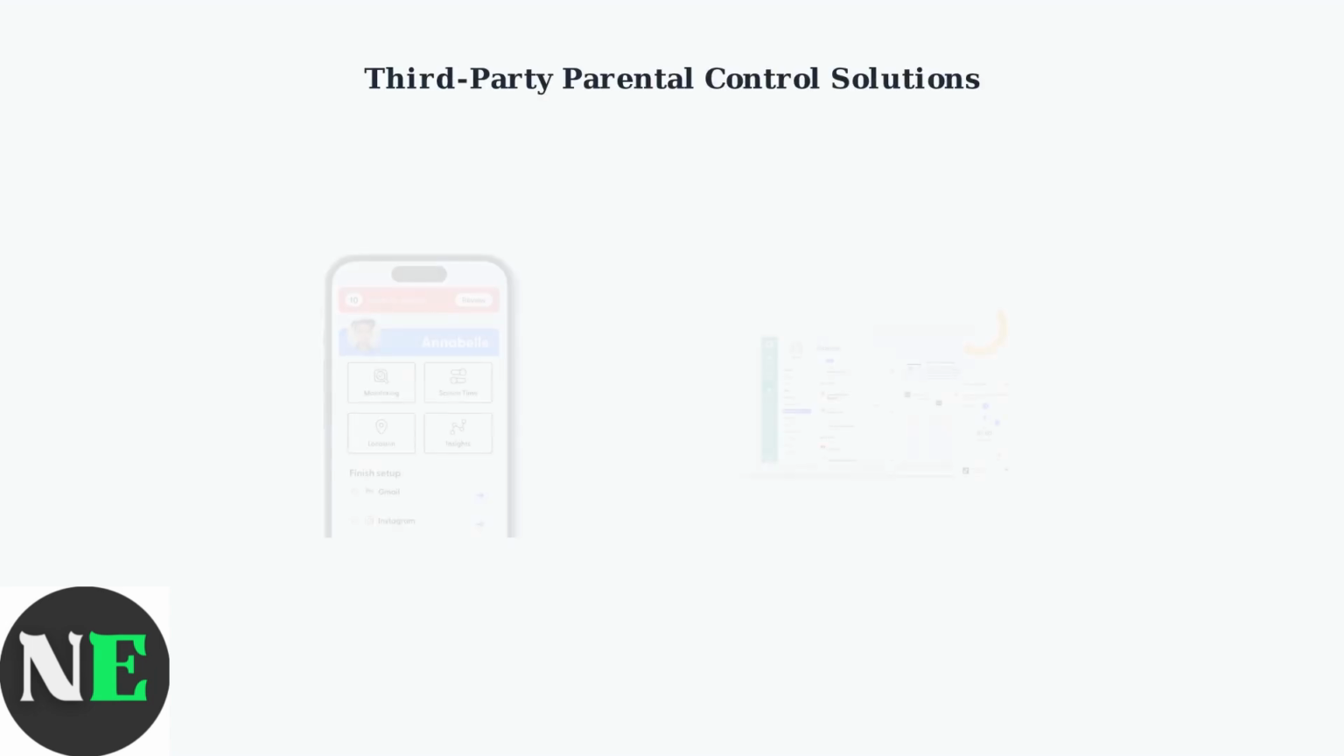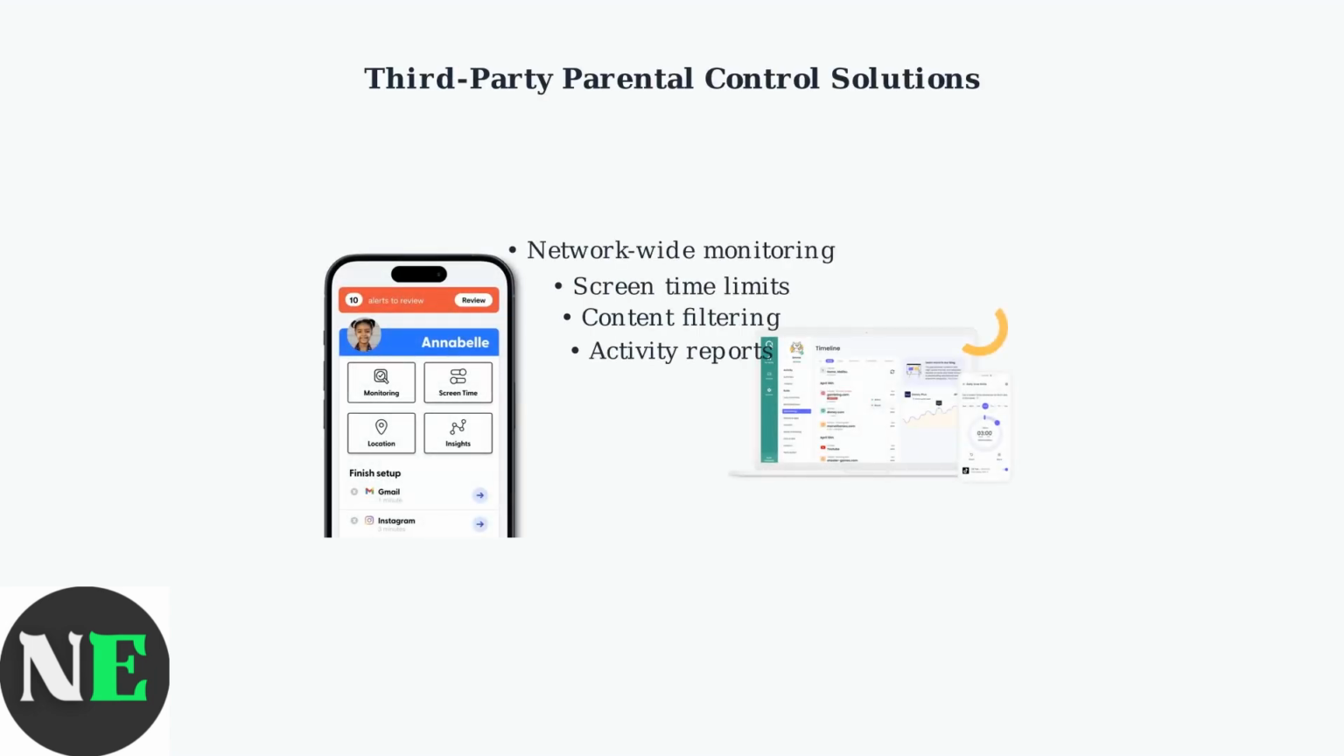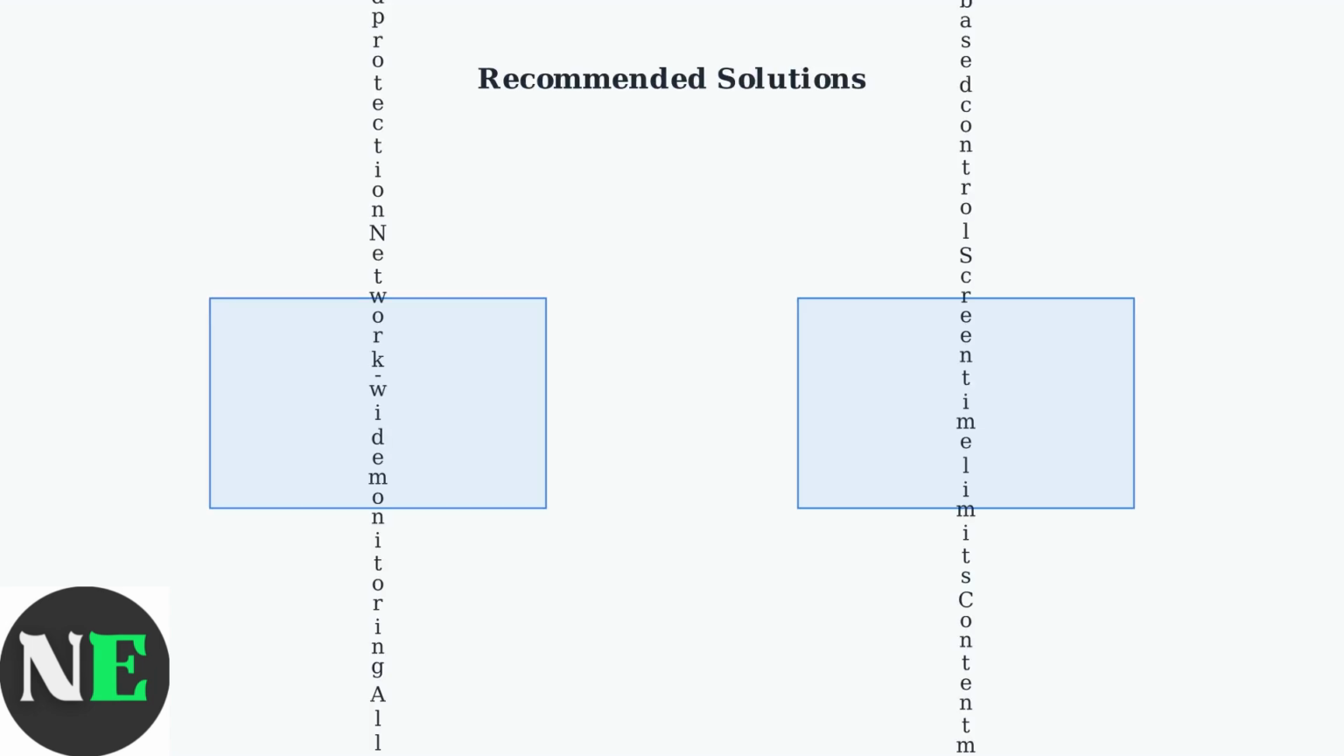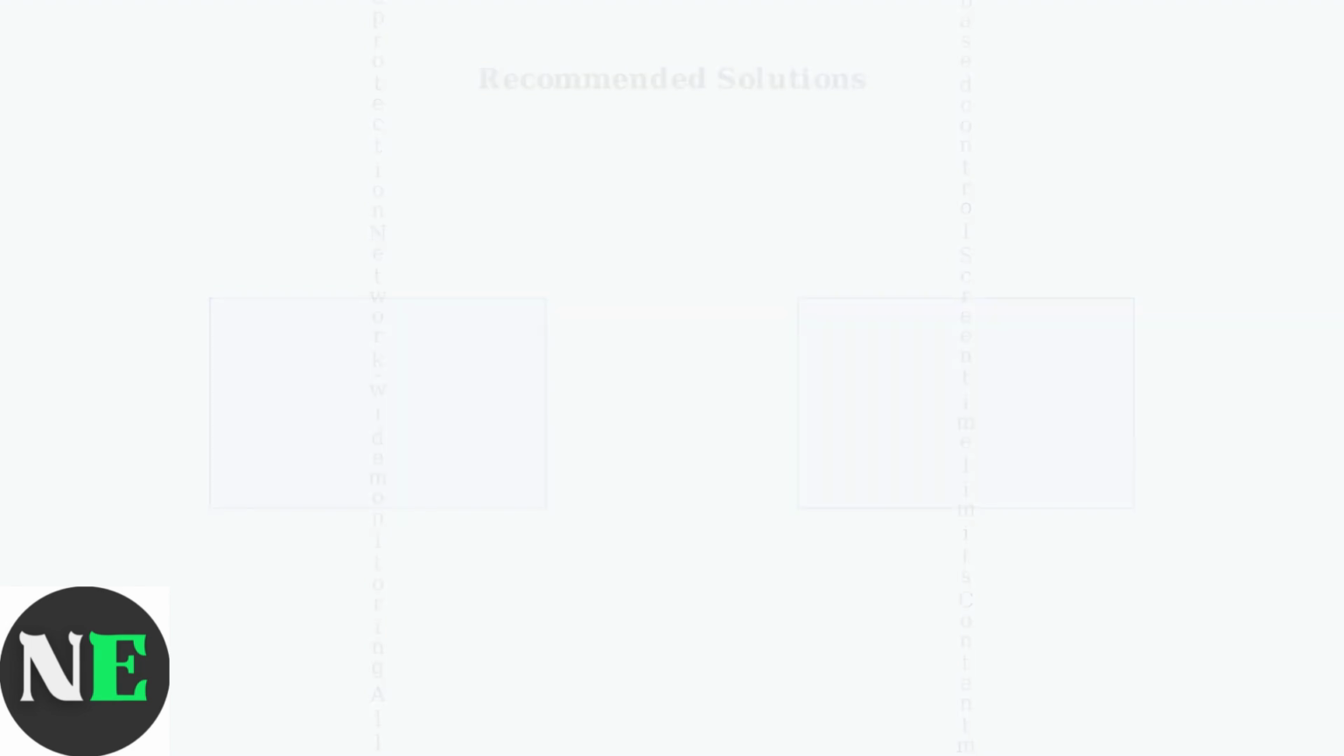For comprehensive protection, especially for younger children, consider third-party parental control apps. These solutions can monitor and control content across all devices on your network. Popular third-party options include BarkHome, which connects to your router for network-wide protection, and Custodio, which offers comprehensive monitoring and screen time management across all your family's devices.